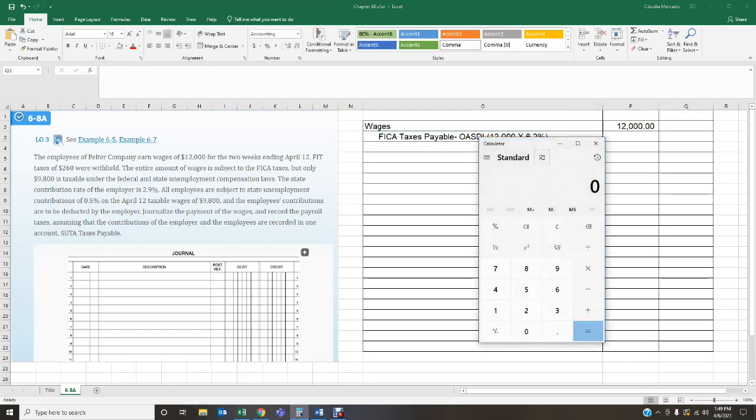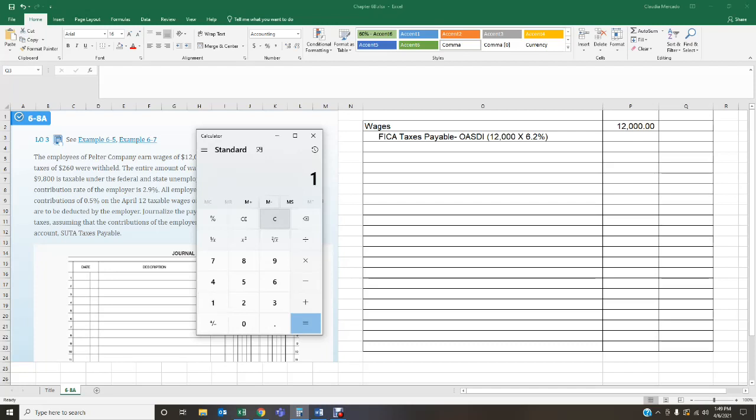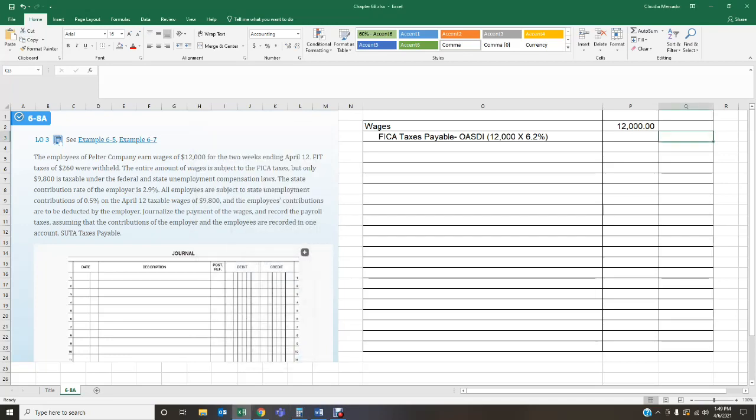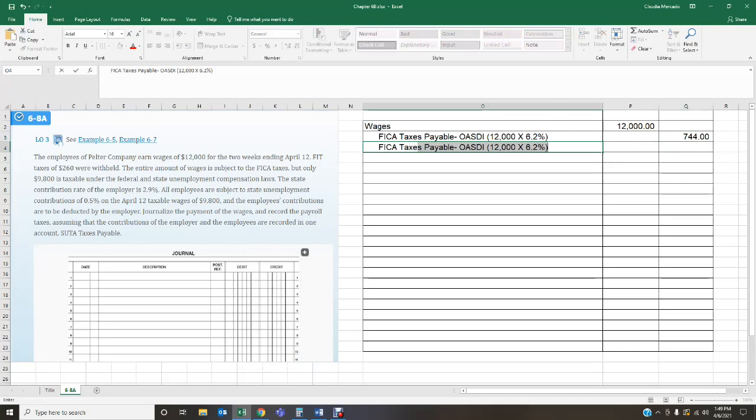Okay. I move the calculator over. So it's $12,000 of earnings and the OASDI rate is 6.2%. That gives me $744. Okay. We're going to have the FICA taxes payable. But now for the HI.